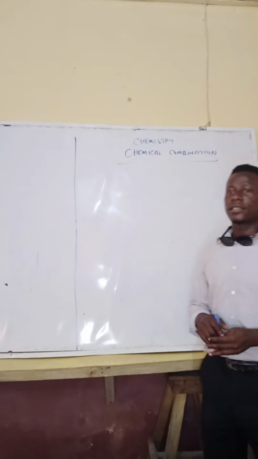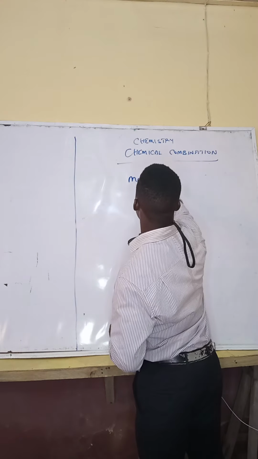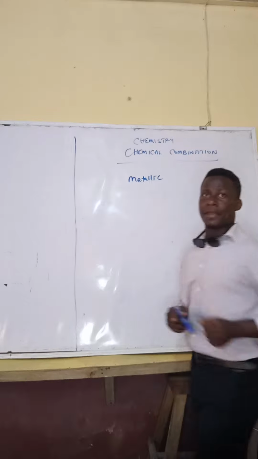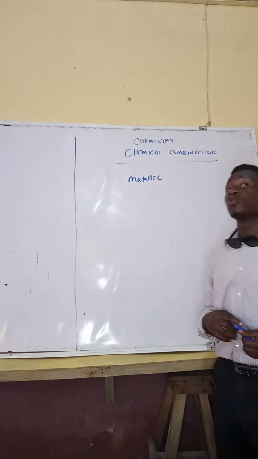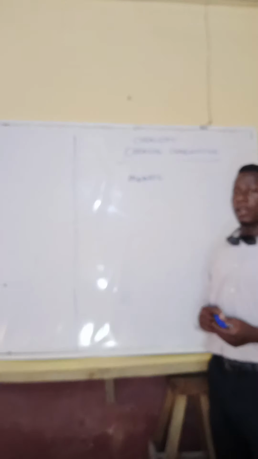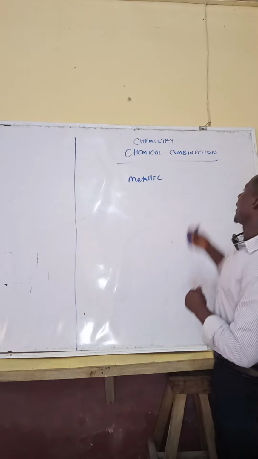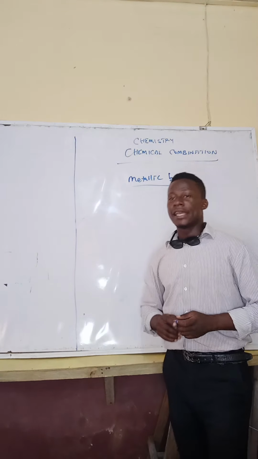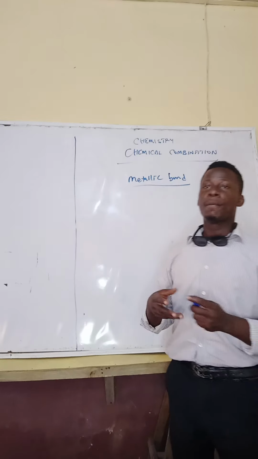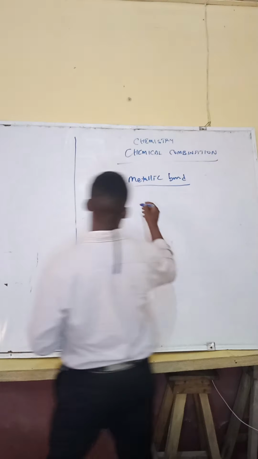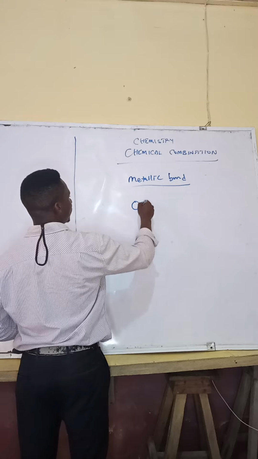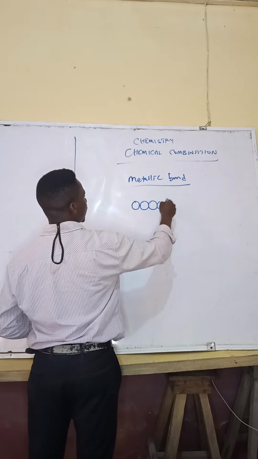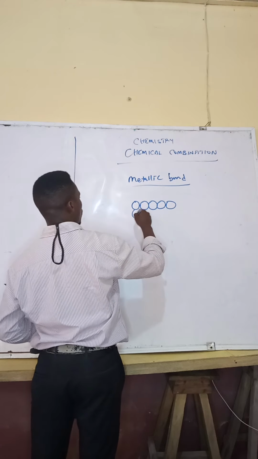Now in today's class, we are going to be going to metallic bond. Metallic bond is a bond that exists in the atoms of metals. Take for instance, when you have the crystalline structure of sodium.